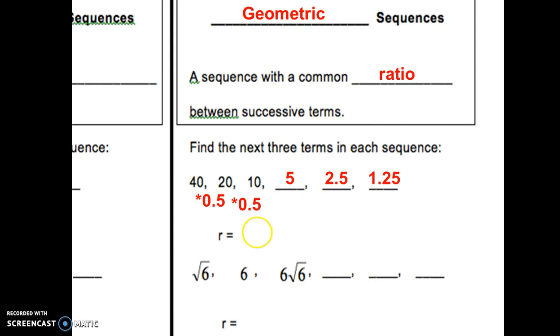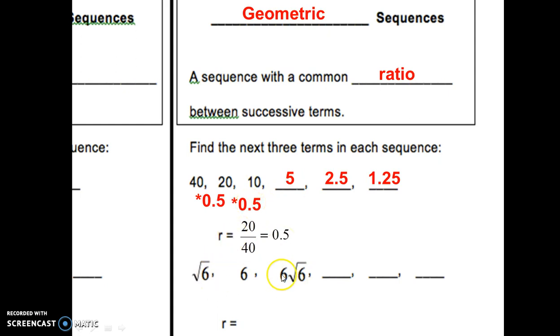And the R, we used D for common difference in arithmetic sequences, but here we use R to represent the ratio, or the multiplier. In this case, we already know it's 0.5, but the way to find it is always to take one term and divide it by the previous term. So I took 20 divided by 40, and that gives us the 0.5, which is that multiplier. We could have used 10 over 20, we'd also get 0.5. We could have used 5 over 10, that would have also given us 0.5. So that's how you can always find the ratio.